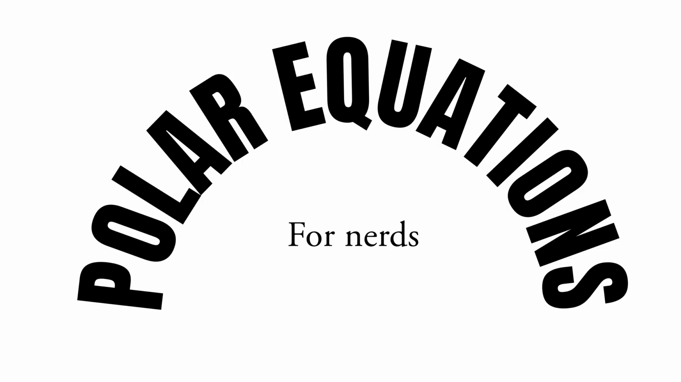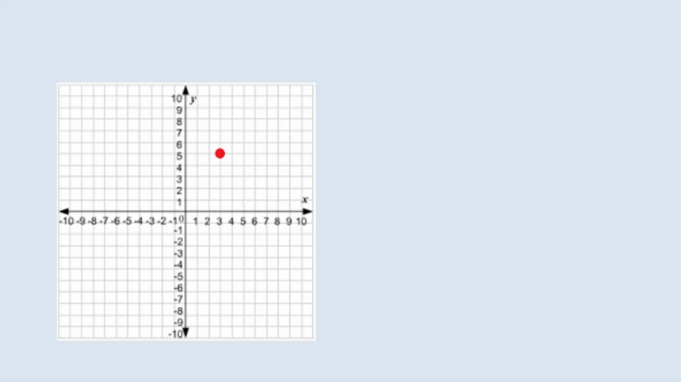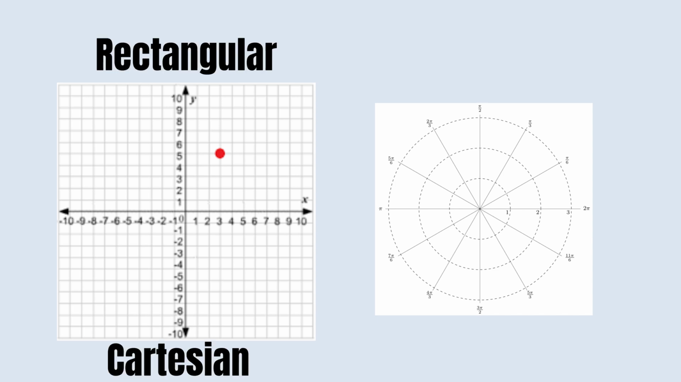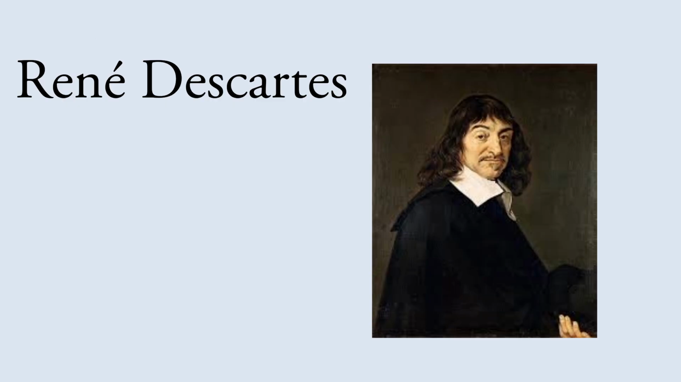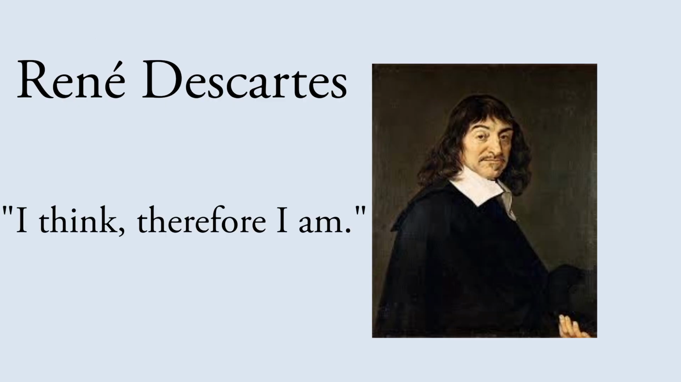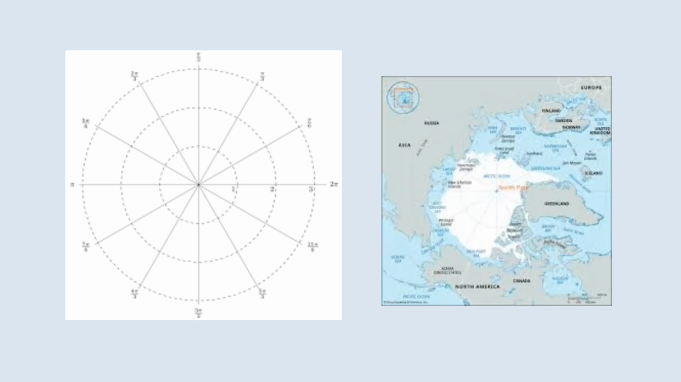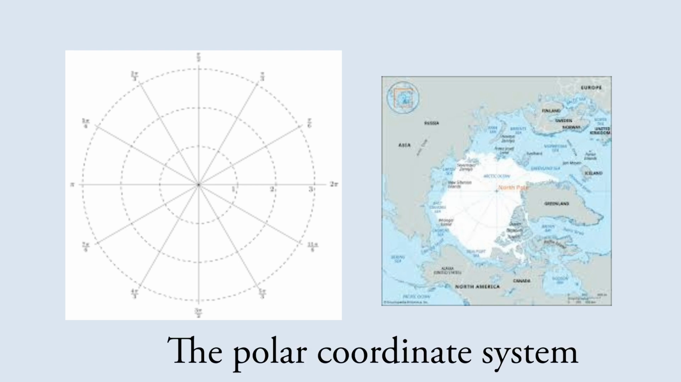I'm sure most of us know what an XY graph looks like. But what about this? The first graph you just saw is commonly referred to as rectangular or Cartesian coordinate systems, created by this guy. He's also known for his signature line, "I think, therefore I am," but that's not important. The second graph looks kind of like looking down at the Earth from, say, the North Pole. And that's why it's been dubbed the polar coordinate system.